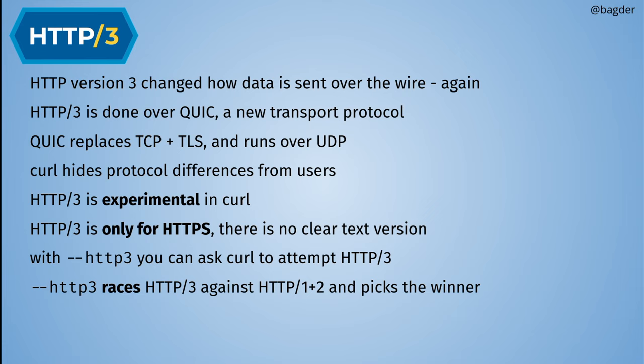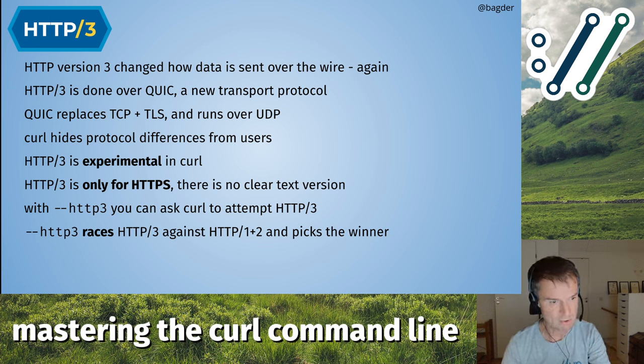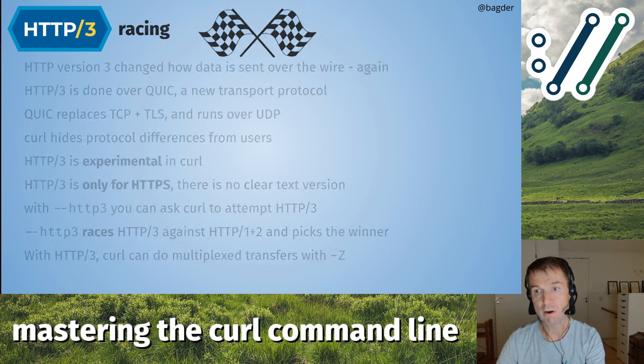And we have this fun race when you use this. HTTP3 races against the older HTTP versions, and you pick the winner. You remember I mentioned the happy eyeballs thing, when we race IPv4 versus IPv6 when we do a connection. We had the white IPv6 car and the red IPv4 car, and the one that wins the race gets the connection. Now when we ask for HTTP3, we add another dimension to this. And let me show you. Oh, right, I forgot to mention that too.